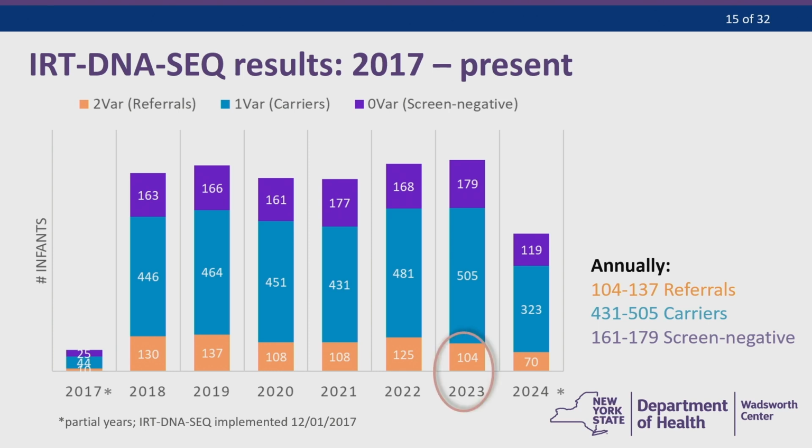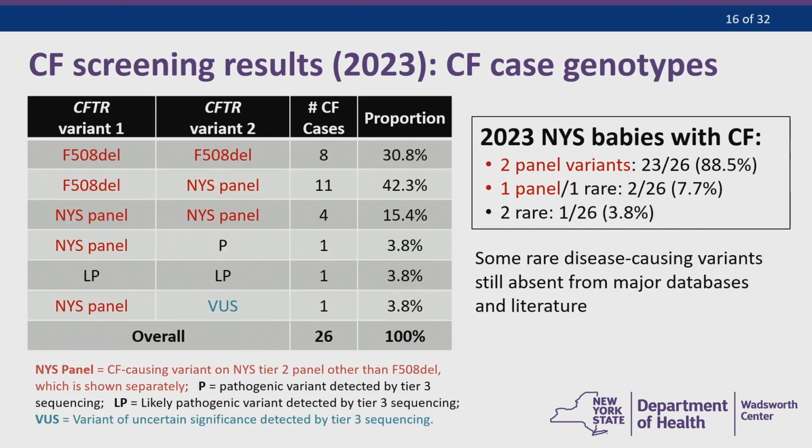So let's take a look at the 104 screen positive babies in 2023. This is really interesting. So if you look on the right, we had 26 babies with CF. 23 of them had 2 panel variants, so 90%. 2 babies had 1 panel variant and 1 rare variant only detected by sequencing, and 1 baby had 2 rare variants not on our panel. So this shows us that some rare disease-causing variants are still absent from the major databases and literature.